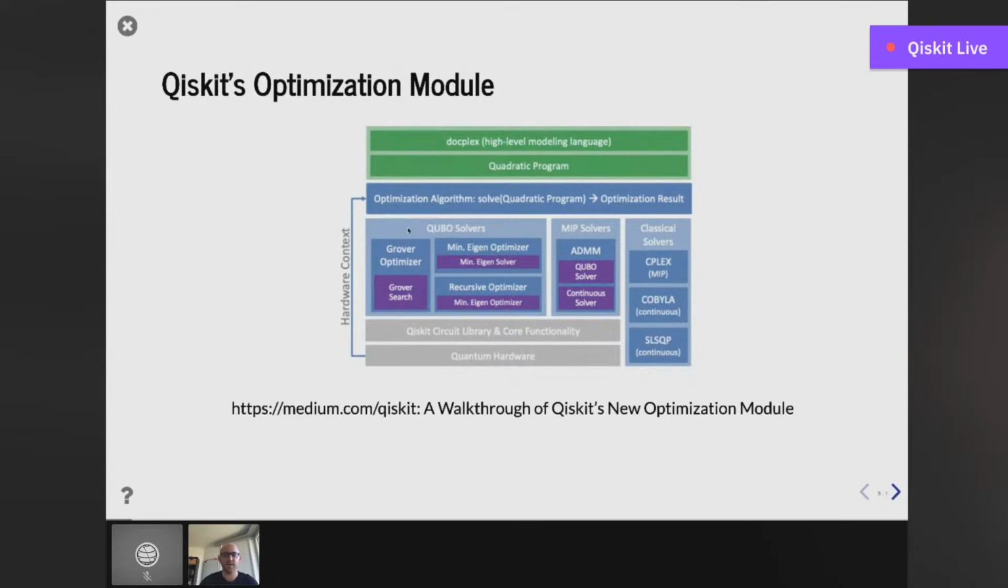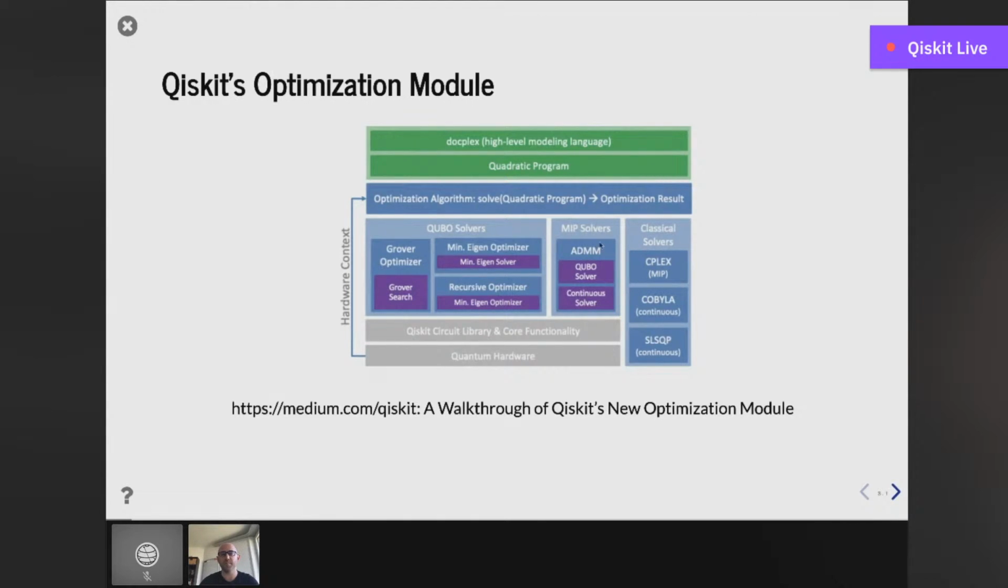We have different classes of algorithms. We have classes for QAOAs. This is a class of optimization problems that I get to in a moment. Here's the Grover optimizer, which is leveraging Grover search. We have the minimum eigen optimizer, which is actually an optimizer leveraging this Ising Hamiltonian formalism. And this takes a minimum eigensolver underneath, and we'll also get to that. We have a recursive optimizer. This is a meta heuristic that actually wraps this minimum eigen optimizer. So it takes the minimum eigen optimizer as an input and adds one more layer on top.